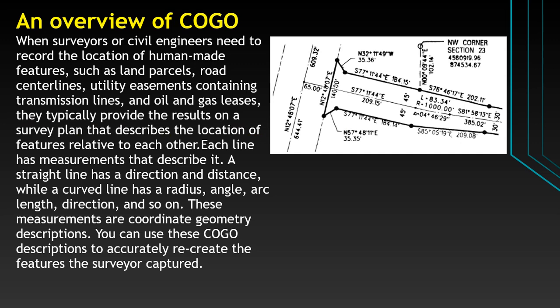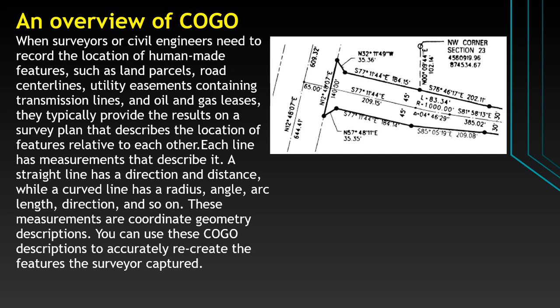An overview of COGO. When surveyors or civil engineers need to record the location of human-made features, such as land parcels, road center lines, utility easements containing transmission lines, and oil and gas leases, they typically provide the results on a survey plan that describes the location of features relative to each other.